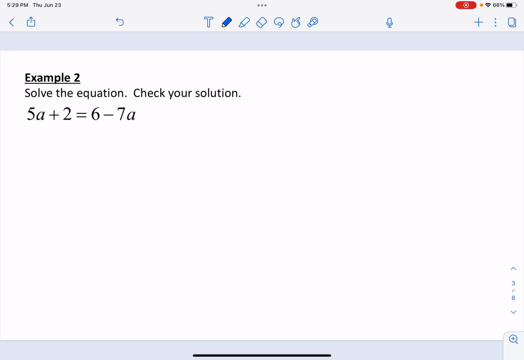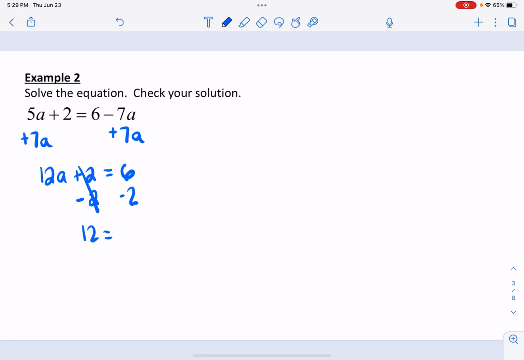Okay, solve the equation, check your solution. Okay, so now I have a 5a plus 2 equals 6 minus 7a. So get the a's on the same side. And that 7a being negative makes me nervous. So I'm going to add that over. So I have 12a plus 2 is equal to 6. Now I subtract 2, that cancels out that side. 2a equals 4. I can't do math today.